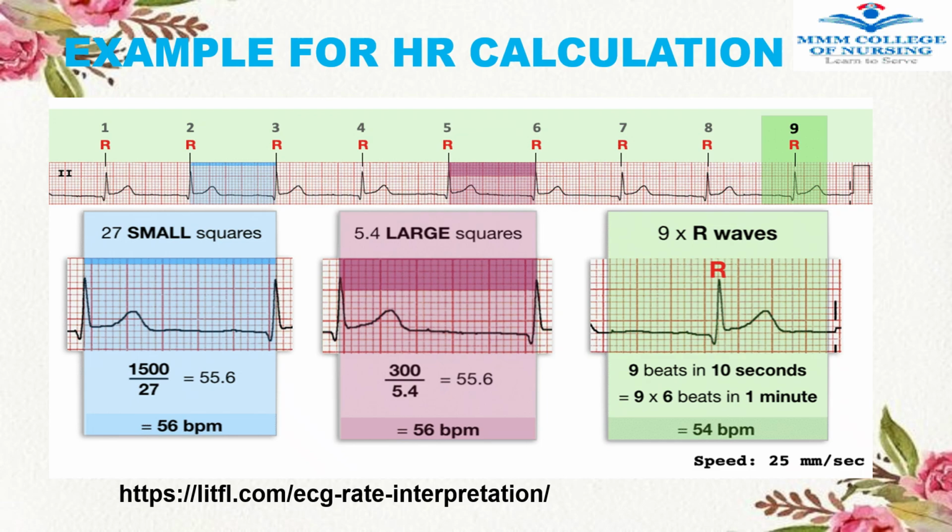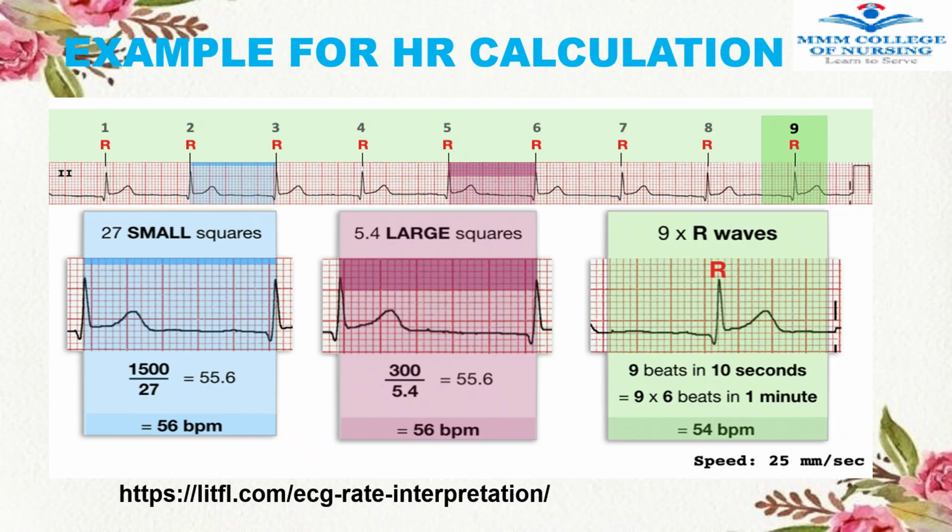Whereas the third box shows you the QRS counting method. Remember, in my previous slide I told you we calculate the number of QRS complexes present for 6 seconds, and that number is multiplied by 10. Here there is no marking given on the top, so they have considered the number of beats present for 10 seconds. Because of that, they have taken 9 QRS complexes noted over 10 seconds.